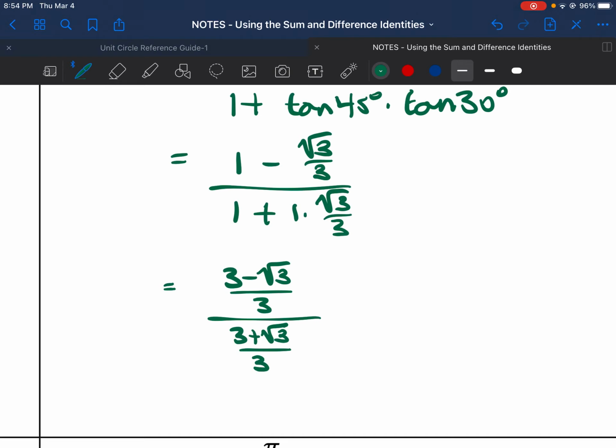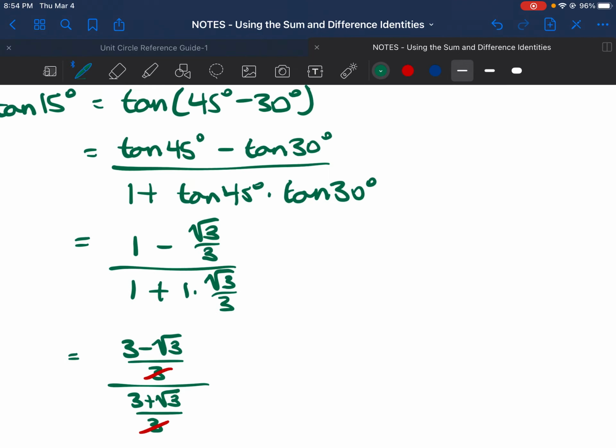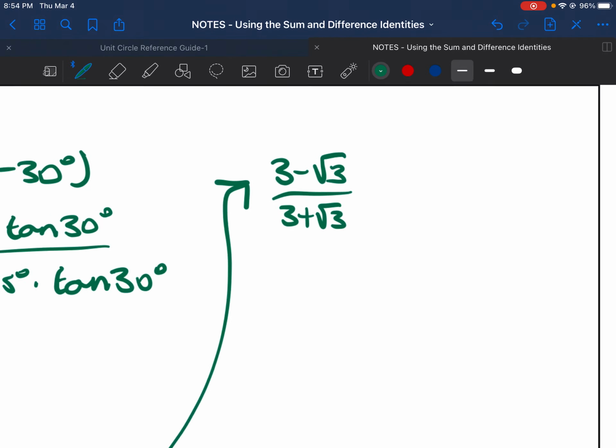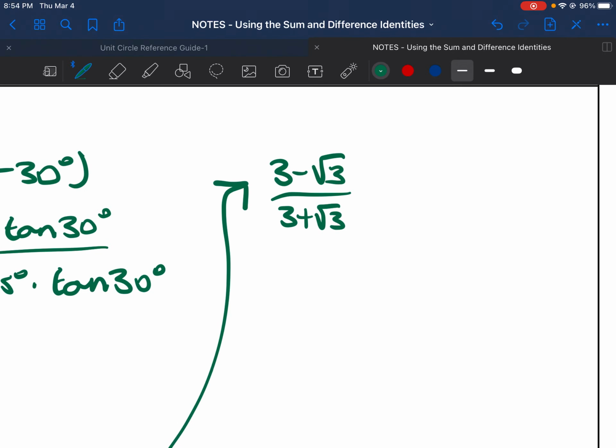Okay, a couple things to notice. These 3's are going to cancel because they're both in the denominator. So what this is going to simplify to, and I'm going to draw a little arrow over here, is 3 minus square root of 3 divided by 3 plus square root of 3. Now, even though we've started to simplify this a little bit, this is still not in simplest form because, again, we still have this square root in the denominator.